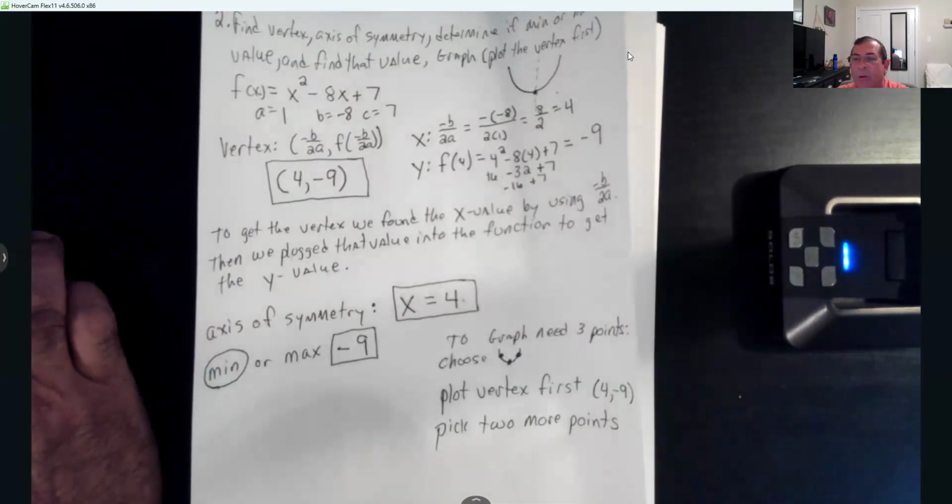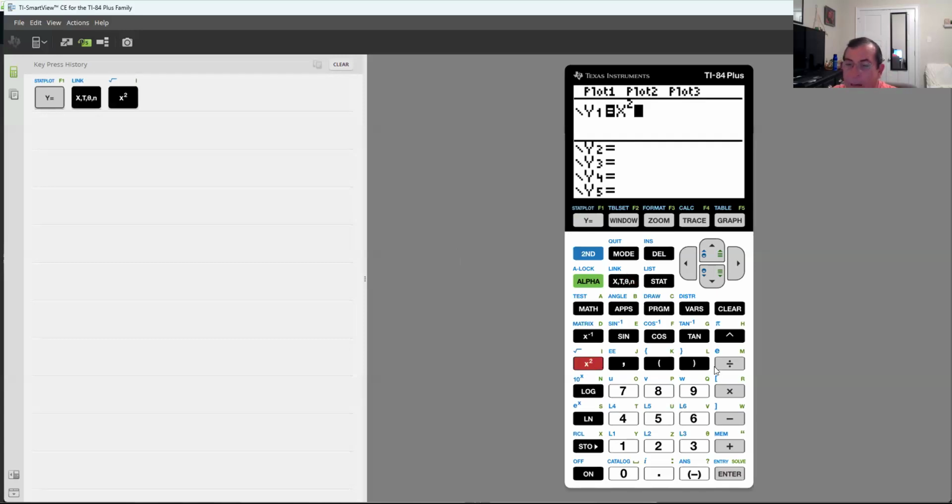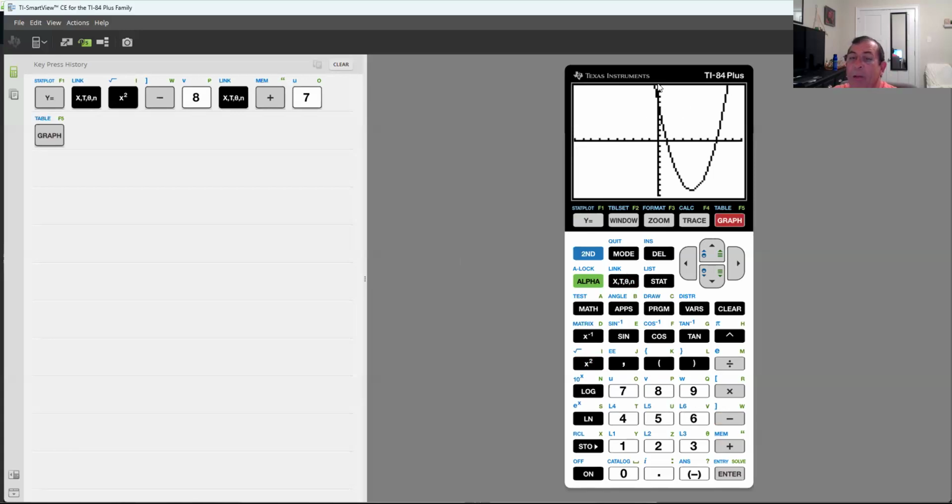Now, to get my other points, I'm just going to go to my calculator. I'm going to go to y equals, and I'm going to plot that function. I had an x squared, I had minus 8x, I had plus 7. So there's my function. Now, if you want to see what it's going to look like when you're done graphing it, it's going to be a U shape. And y'all look at that. It's crossing the x-axis at 1. And then over here at 8. Or 7, it looks like, right? 1 and 7.